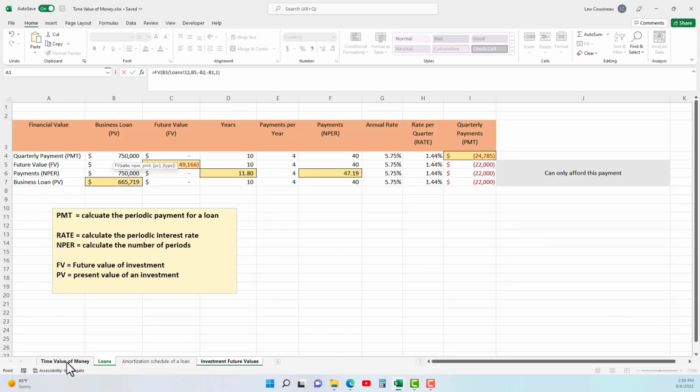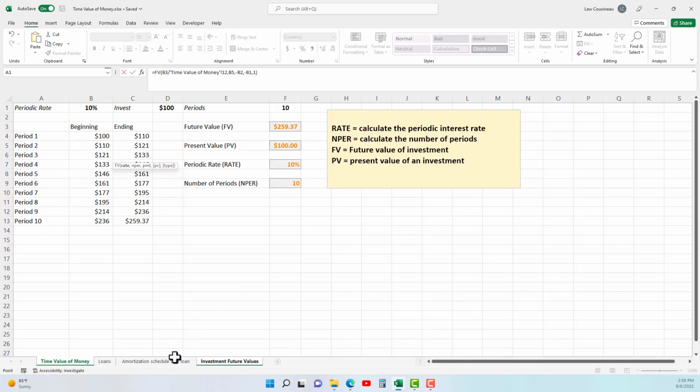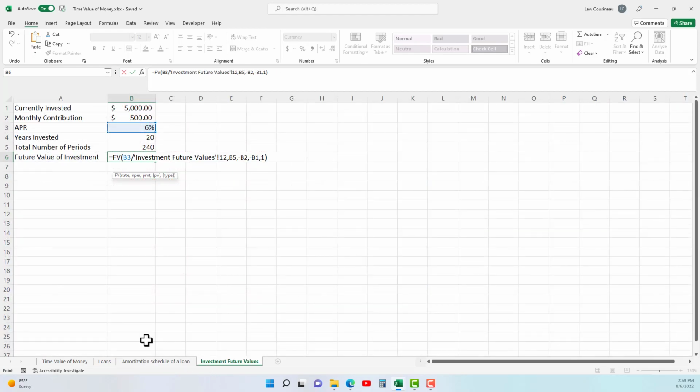As I mentioned at the beginning, a lot of these functions are really handy for your own personal financial calculations.